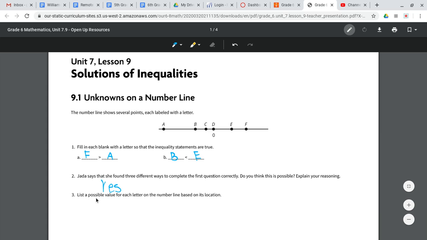For number 3, we're looking at listing values for each letter on the number line based on its location. Well, we already know D is 0, so we don't have to worry about coming up with that. We can't change that part. It has to remain 0 because that's just holding true. But we know E and B are approximately the same distance. They look to be the same distance from 0 as each other. So they need to be the same amount.